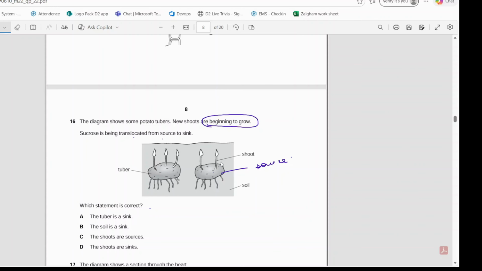If this is source, then what is shoot? Shoot is sink. The tuber is sink? No. The soil is sink? No. The shoots are sources? No. The shoots are sink? Yes. So answer is D.